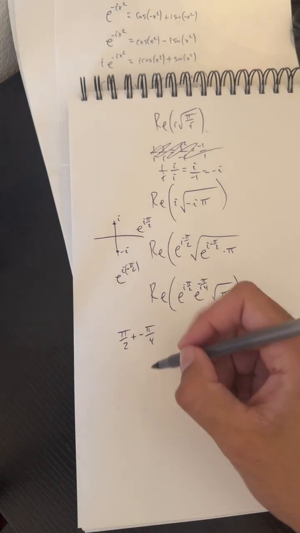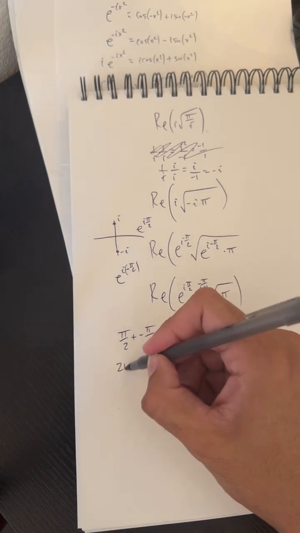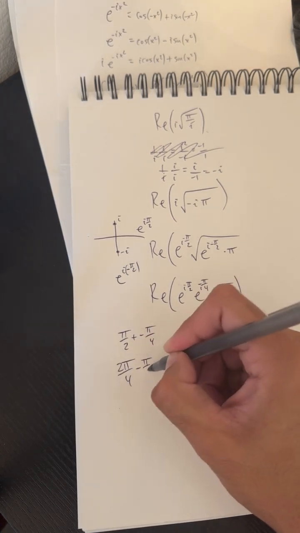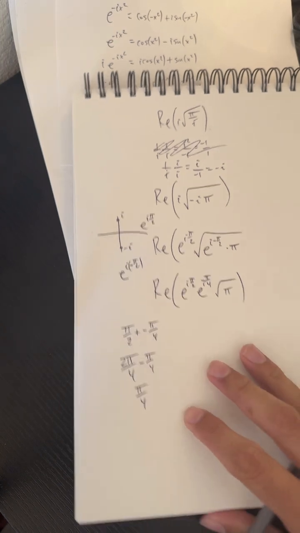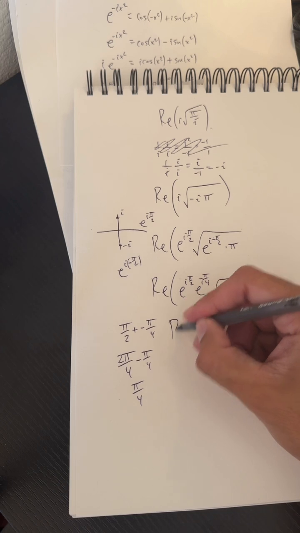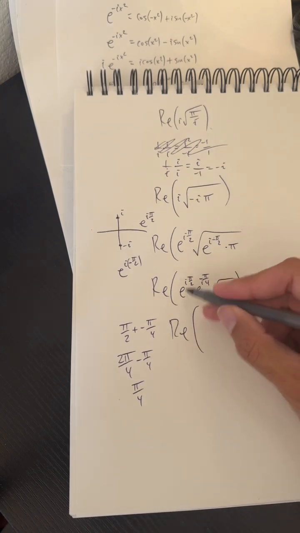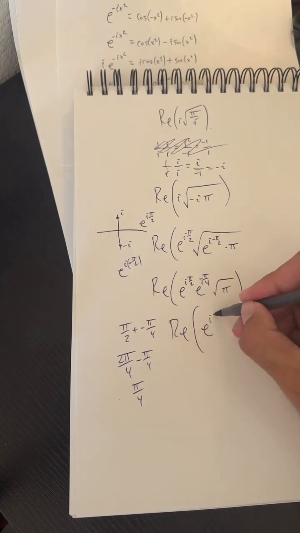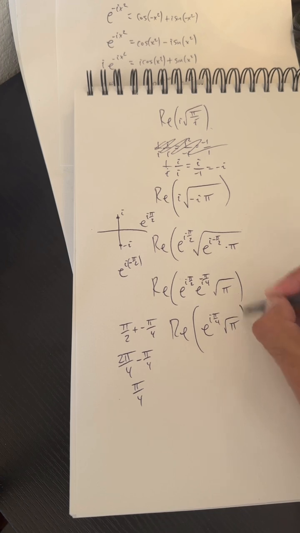Okay, so let's go ahead and get some common denominators here. I'm going to go 2 pi over 4 minus pi over 4. This is just pi over 4. Okay, all I did was get common denominators, because now I have the real of, if I combine these two, this is just e to the i pi over 4 root pi.